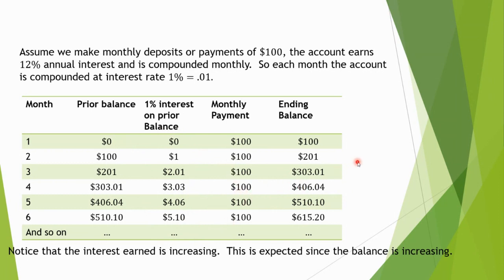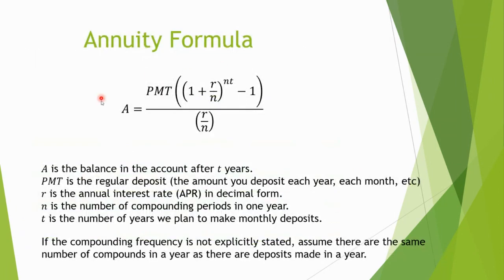Now, what's really happening in the long run is given by this formula. So this formula is basically telling us what's happening in the long run. Namely, that will tell us how much we'll have in that account some time down the road. Capital A is our balance, the balance after T years. PMT stands for the monthly deposit.